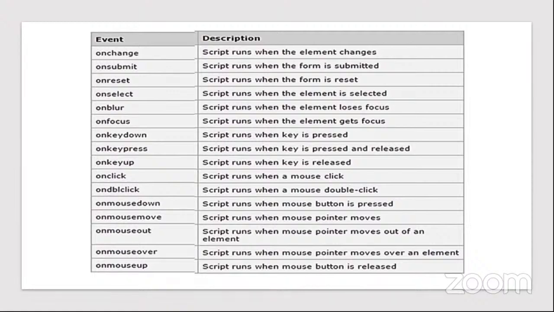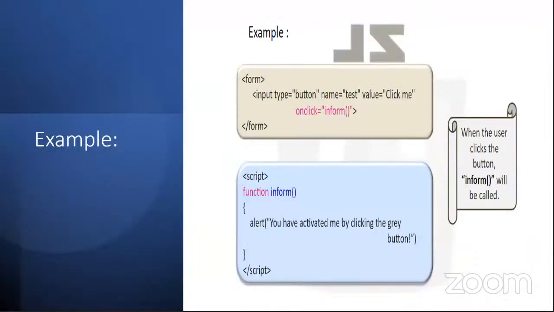Okay, and here is an example. It is a very simple example. You can observe here we have a form tag, and inside the form tag, input type equals button, name equals test, and value equals click me. The value can be anything. And we have to use an attribute called onClick. So onClick equals inform. What is inform? It is a function, right?